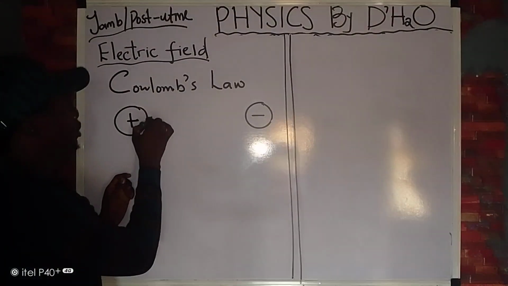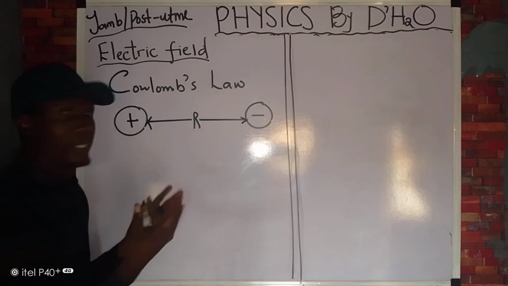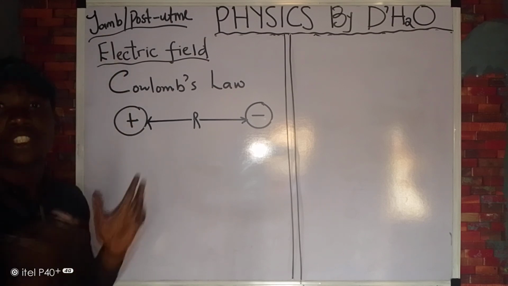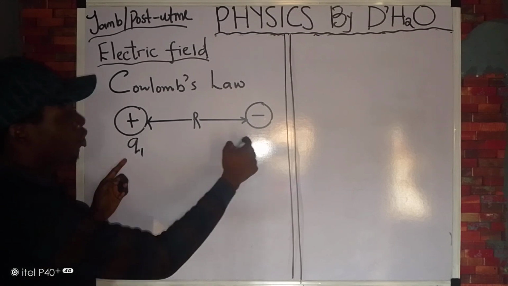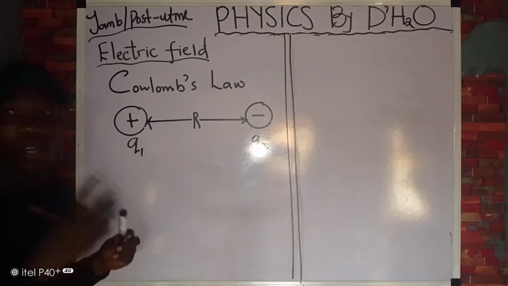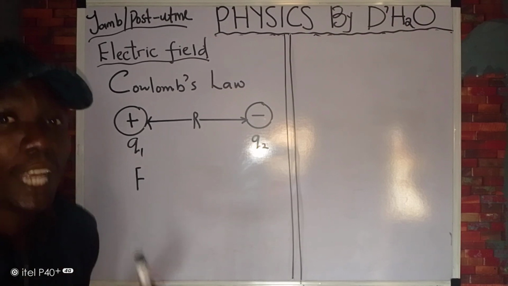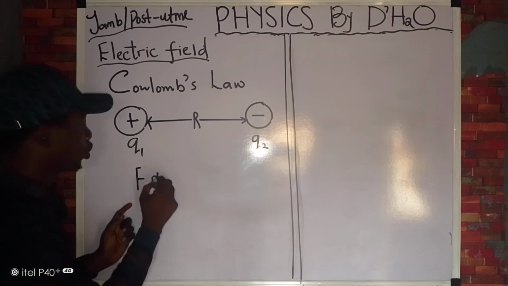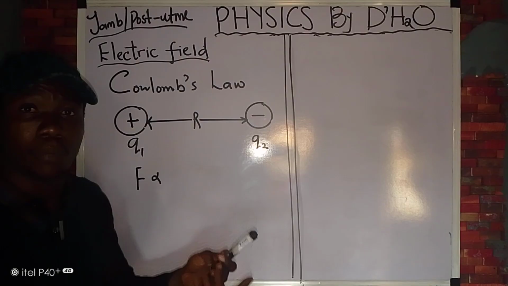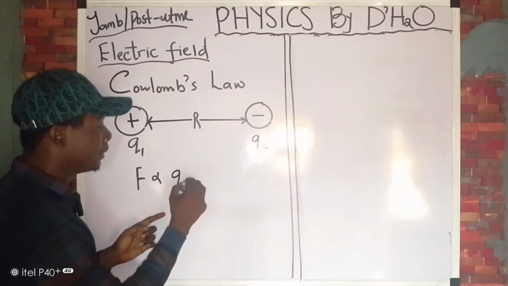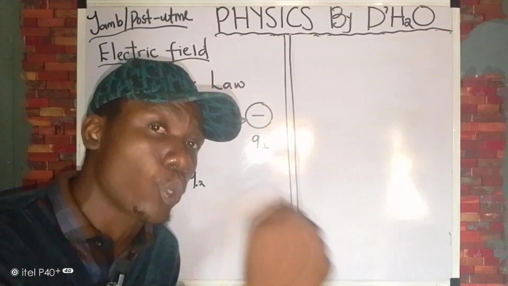Now, the distance between this one and this one is termed r. So r will represent our distance in the course of this electric field. Now, the charge here, let's call it Q1 and call the charge here Q2. So according to Coulomb's law, the force of attraction between these two charged bodies is directly proportional to the product of their charges. You know, product means multiplication. So we are likely to multiply these together. So we have Q1 times what? Q2. And it is now inversely proportional to the square of their distance.